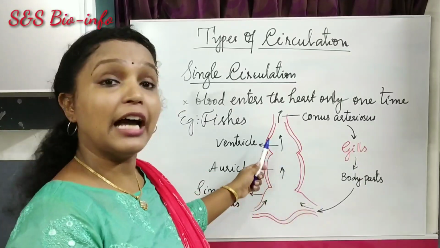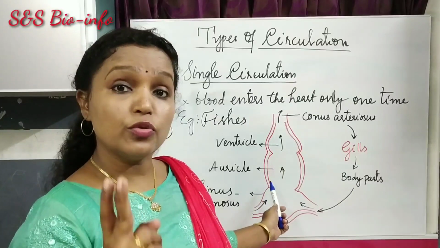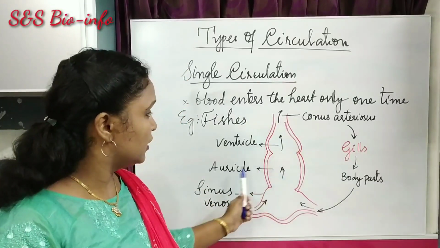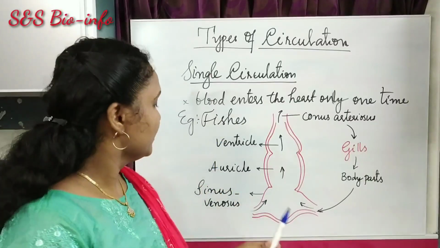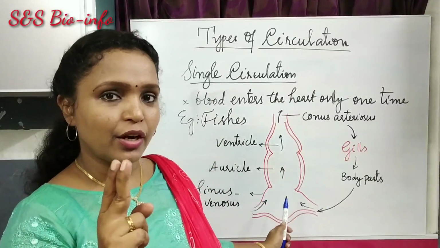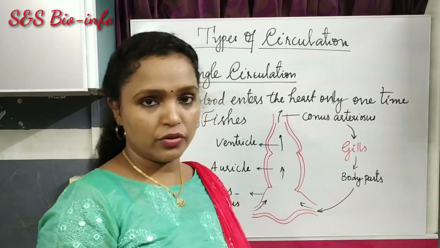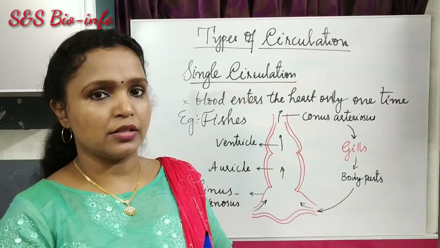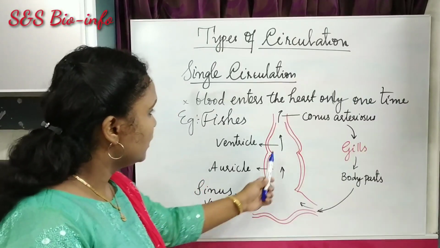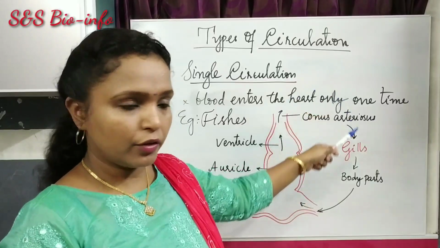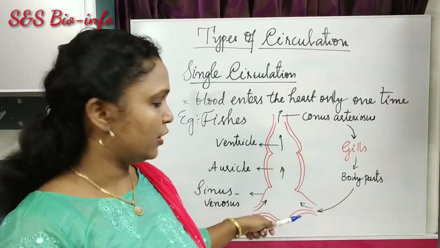Here you can see the diagrammatic representation of the heart of a fish. Fishes have a two-chambered heart, one auricle and one ventricle. This is a tubular shaped heart. Here you can see two accessory organs such as sinus venosus and conus arteriosus. These are supporting organs which help in the pumping of blood from the heart. Then you can see the circulatory pathway of blood. This arrow mark indicates the pathway of blood circulation.